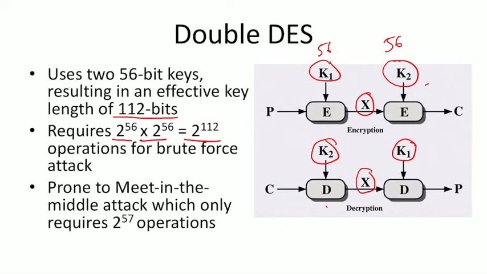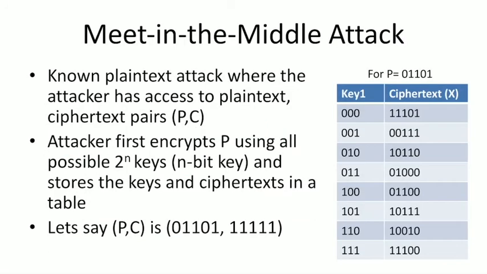Because for each first key, there needs to be 2 raised to power 56 possible second keys, right? So you need to perform 2 raised to power 56 operations for each first key, which essentially becomes a total of 2 raised to power 112 operations. But the problem is that double DES is actually prone to an attack known as the meet in the middle attack, which tries to reduce the brute force attack to just 2 raised to power 57 operations. So the attacker can perform a brute force attack with just these many operations instead of these many. And so the meet in the middle attack is one of the reasons why the data encryption standard was replaced with triple DES and not double DES.